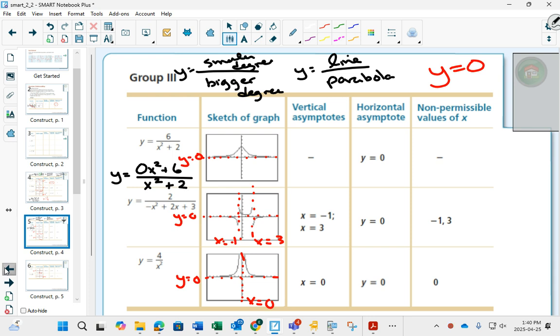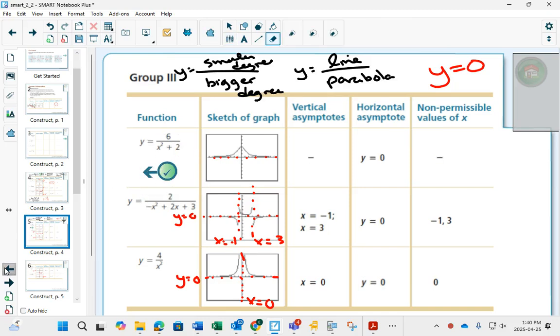But you could kind of think of it like group 2. There's no x squareds on the top, right? So I could rewrite 6 as 0x squared plus 6, and then, just like group 2, say, well, I know that my horizontal asymptote is whatever the numbers are in front, and you would get 0 over 1, which is 0. But it's much easier just to remember that if the degree is bigger on the bottom, you will always have an asymptote at y equals 0.